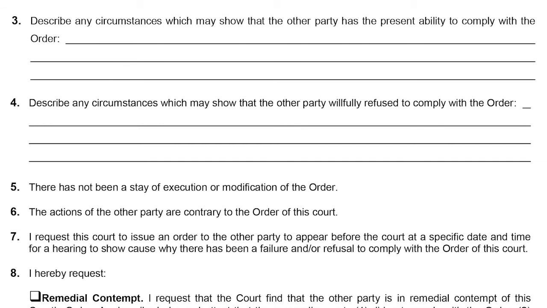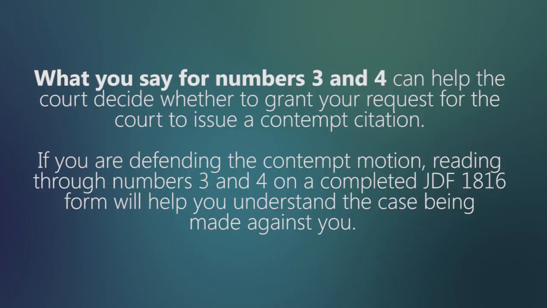Use number 3 and 4 on the first page of JDF 1816 to provide additional information about why the court should believe there has been a violation of the order. If you are filing the contempt case, explain why you think the person has the ability to comply with the order, number 3. For number 4, explain how the order has been violated in the past. What you say for numbers 3 and 4 can help the court decide whether to grant your request for the court to issue a contempt citation.